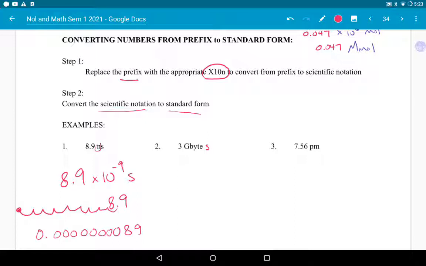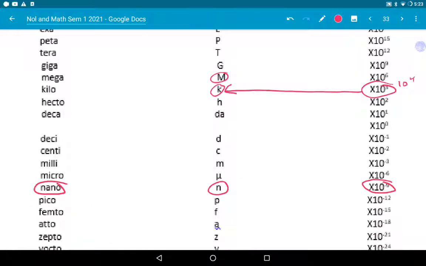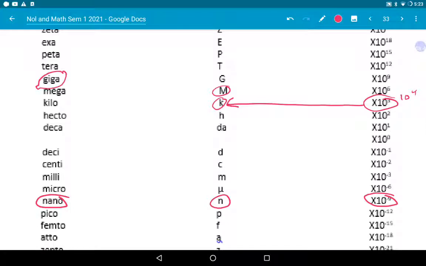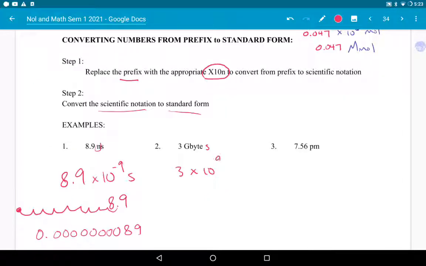3 gigabytes. So that's 3 times 10 to the, giga is here. That's times 10 to the 9. As soon as I take that G off, right? G is times 10 to the 9. That's what it represents. So that's going to be 3, 1, 2, 3, 4, 5, 6, 7, 8, 9 bytes. Okay.